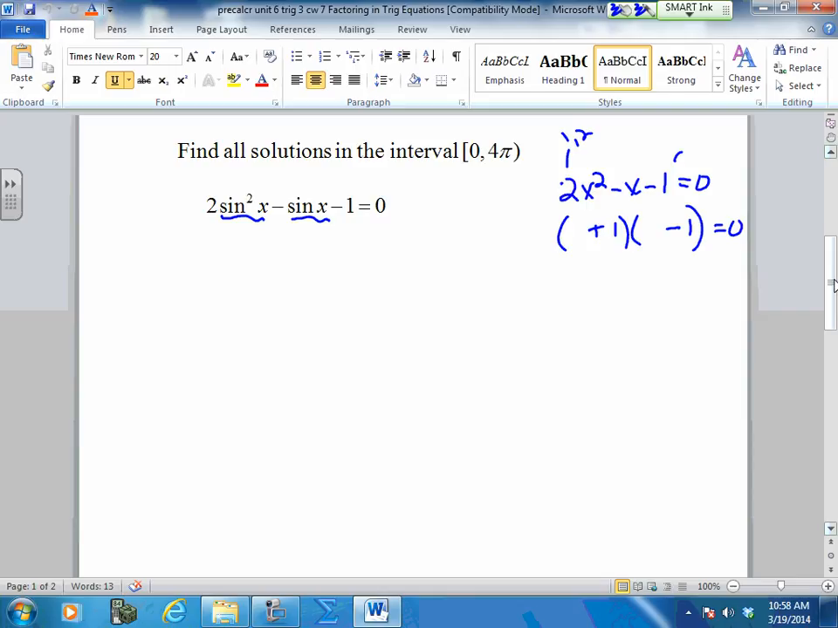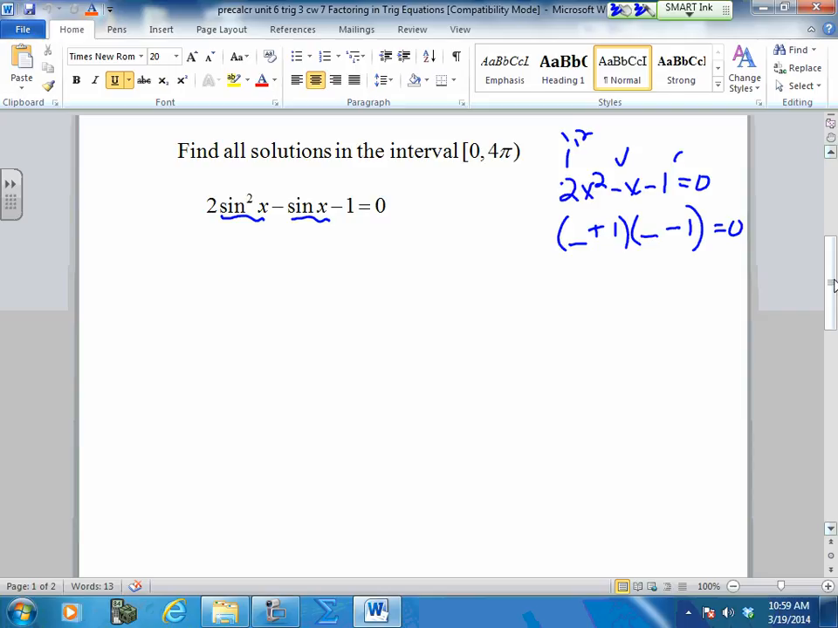So either this first guy is going to be a 2x or it's going to be an x. Do it in your head. Tell me which one it should be. What should this first one be, 2x or x? Do it in your head. FOIL it in your head. You're looking to make sure that your middle term comes out like this.